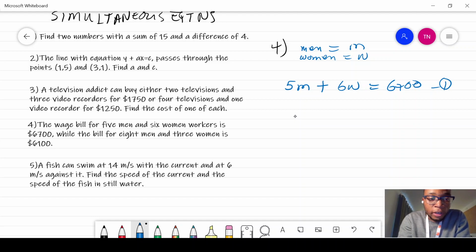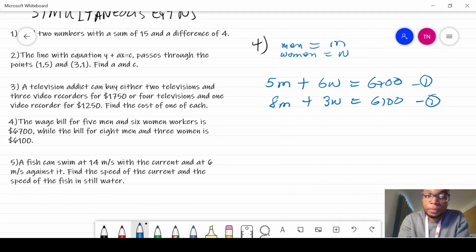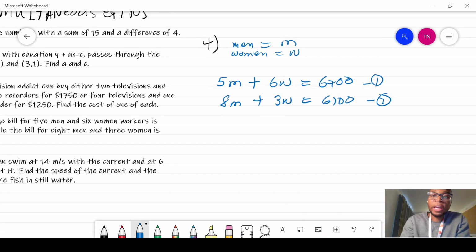Then we also have the wage bill of 8 men. That is going to be 8M plus 3 women, 3W. The wage bill is going to be 6,100. That is going to be equation 2 right there. So we are supposed to find the value of M and W. So the choice is ours, which method we would like to use. So what I'm going to do here is fairly simple.